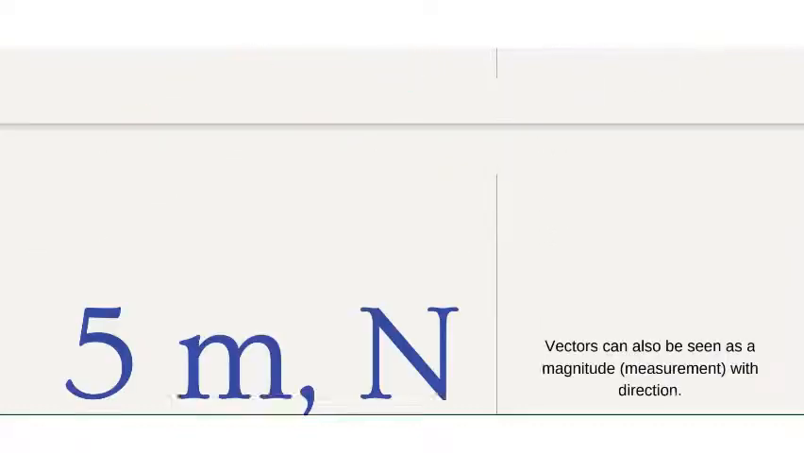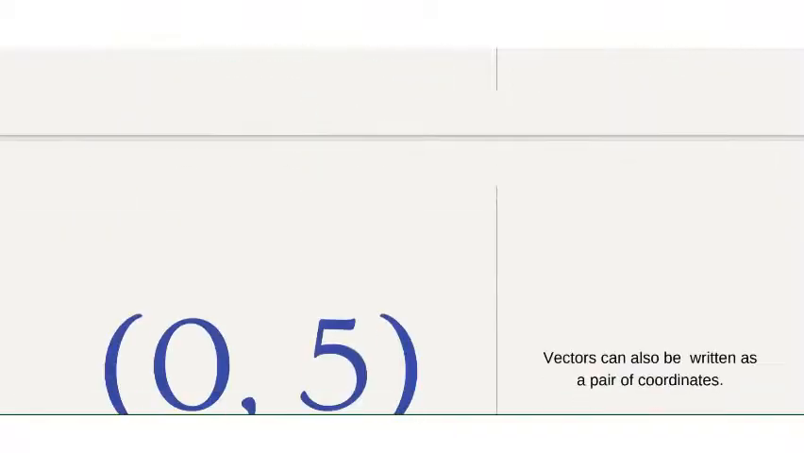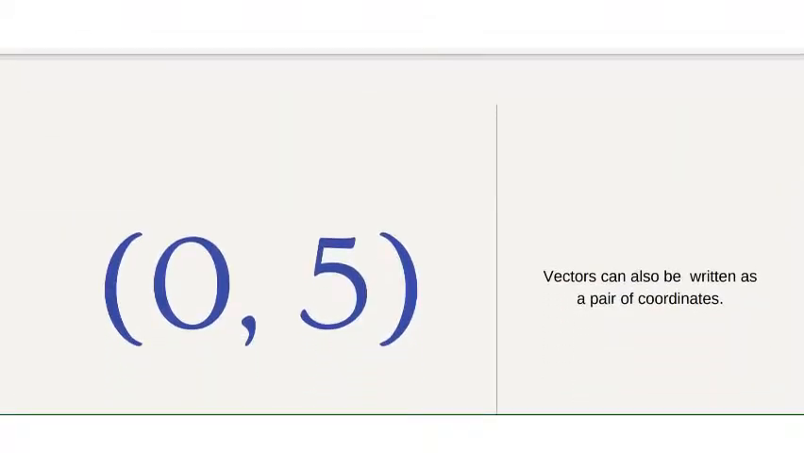Okay? Sige. Vectors can also be seen as a magnitude with direction. So, sabi natin 5 meters north. This is a displacement in general. So, meron kang direction. We can also represent vectors as a magnitude with direction. Pwede rin natin siya i-represent with a pair of coordinates. So, in-introduce lang namin siya that vectors can be represented in many ways.